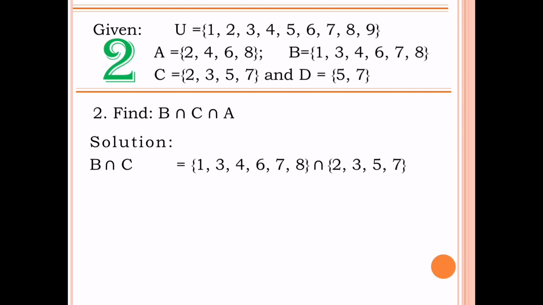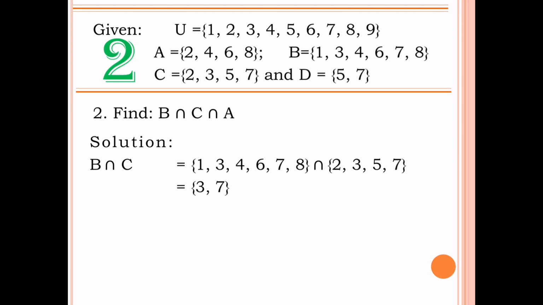Now let us evaluate all the elements in set B and set C. So what do you think are the elements which are present in both sets? Here we have 3, 7, and the other has also 3, 7. Therefore, the answer is 3, 7.